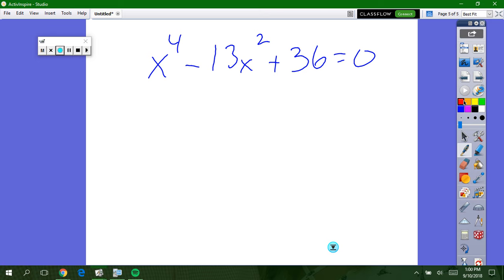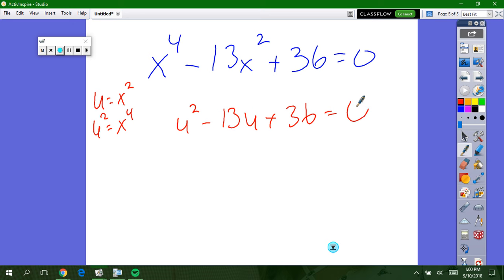Okay? What if I said this off to the side? Does that make sense? If u is x squared, isn't x squared squared x to the fourth? Let me rewrite this now. Here, what's x to the fourth the same thing as? Ladies and gentlemen, what do I do there? Doesn't that look like something we can factor? Yeah. Factors of 36 that give me 13.